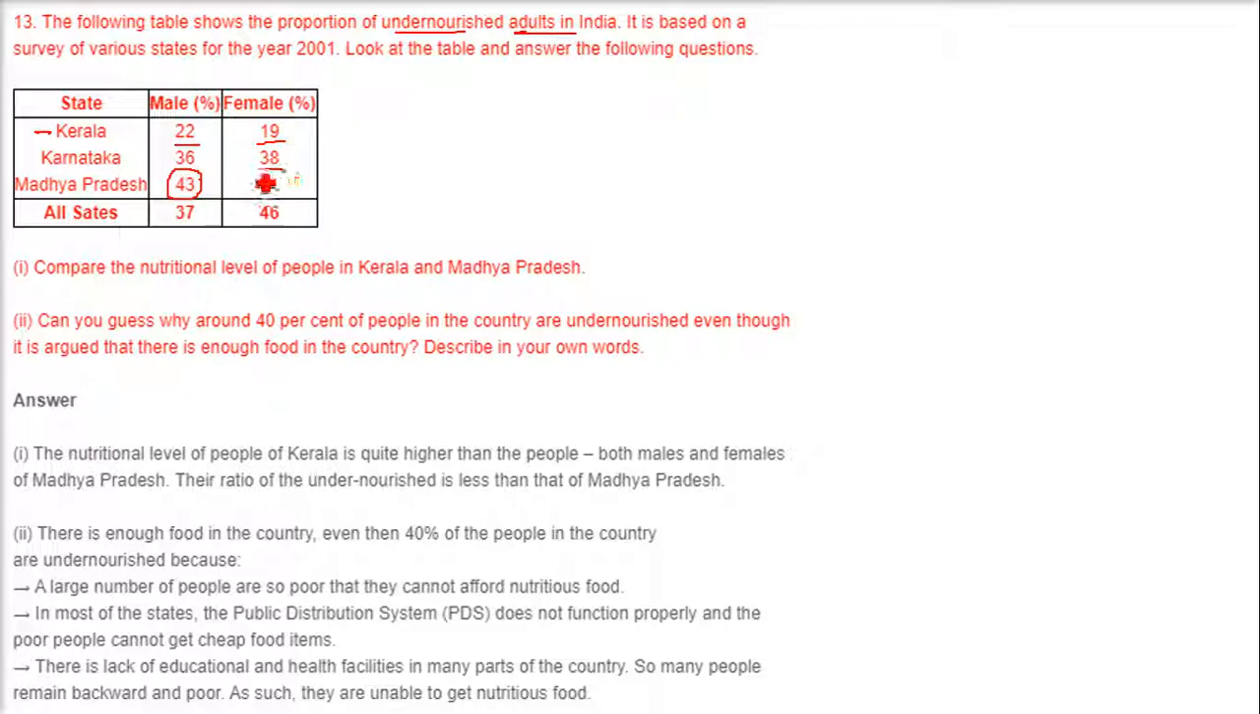43% of male, 42% of female, they are undernourished, while here they are less. So both males and females in Madhya Pradesh, if you compare, they are higher. So the ratio of undernourished in Kerala is less than that of Madhya Pradesh.